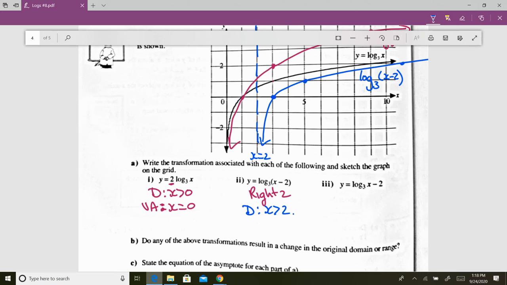Because if I put 1 in there, 1 minus 2 is a negative number. You cannot log a negative number. Okay? Good? All right, last one.